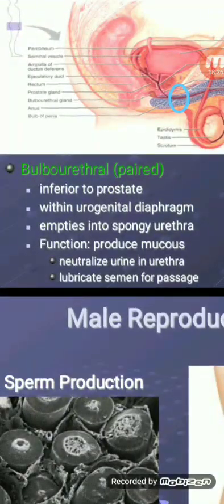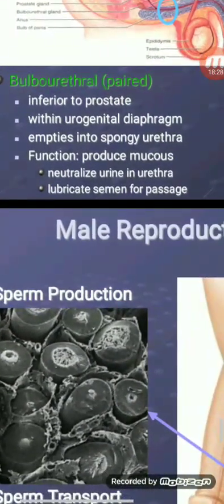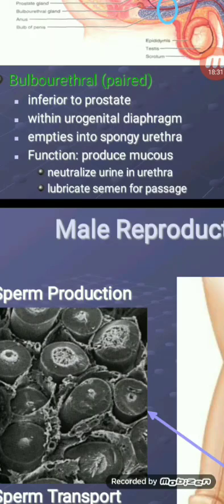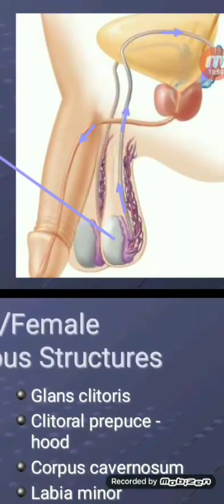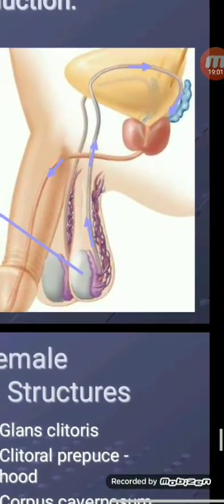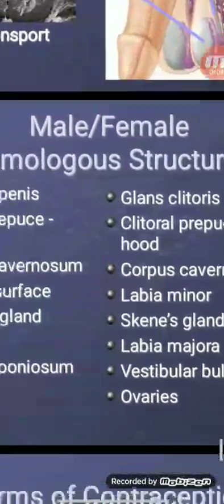Bulbourethral glands are located inferior to the prostate within the urogenital diaphragm and empty into the spongy urethra or penile urethra. As I did mention, the urethra has 3 parts: the prostatic part, the membranous part, and the spongy part or penile part. What are the functions of the bulbourethral glands? They neutralize urine in the urethra while lubricating semen for its passage. Take a look at the testis, vas deferens, prostate, and seminal vesicles. All this you can see.